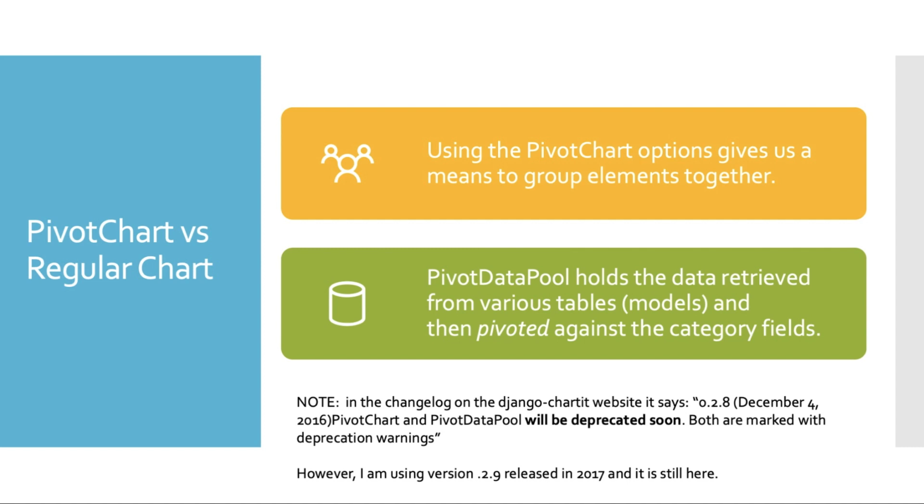I wanted to point out that it does say in the documentation for Chartit that both PivotChart and Pivot Data Pool will be deprecated soon, but I'm using the latest version and they're still there. It may be the case that some of the functionality that I'm going to show you can be recreated with the regular chart. I haven't tried that, but maybe in an upcoming training I'll do just that. So let's dive into these things and show you why I find them so useful.